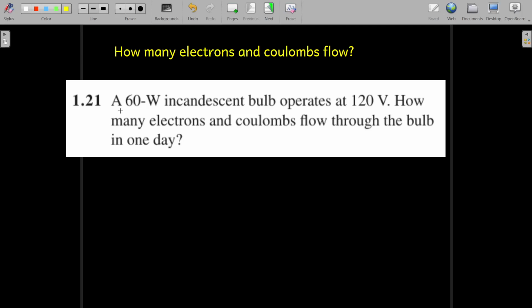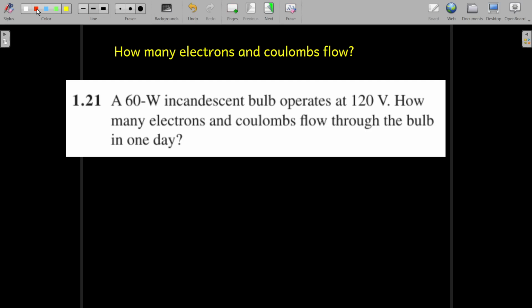Okay, let's solve this problem. This is 1.21 from Fundamentals of Electric Circuits by Alexander and Sadiku, 5th edition. A 60-watt incandescent bulb operates at 120 volts. How many electrons and coulombs flow through the bulb in one day?